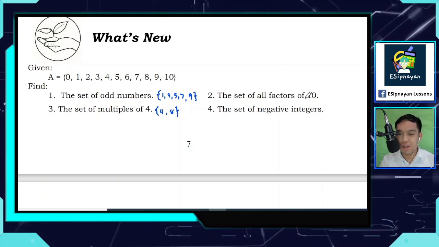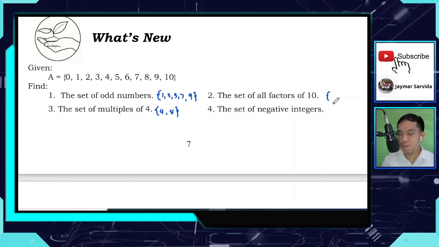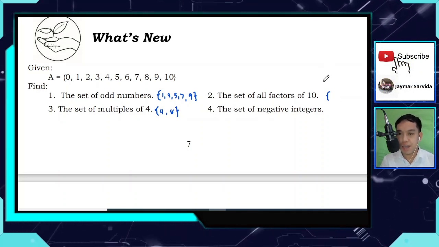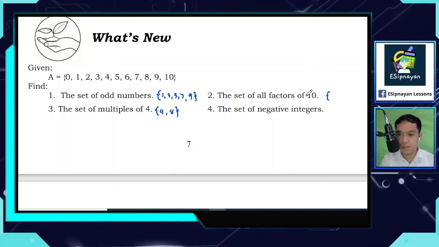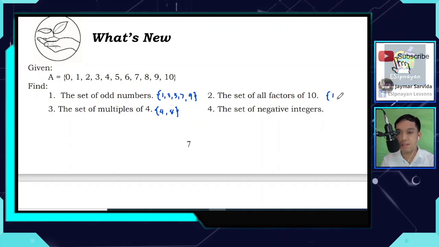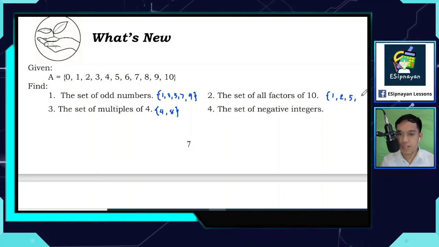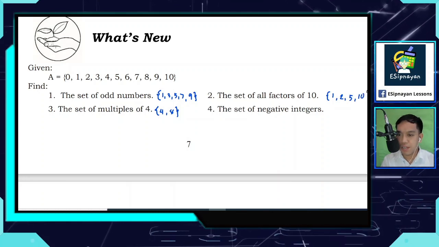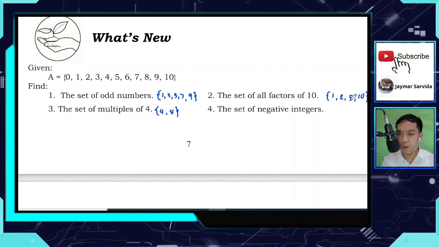The set of all factors of 10. When we say factors ng 10, kapag pinag-multiply natin, siya ay equal to 10. Example ng mga factors ng 10, itong 2, itong 1. Okay, let's start with 1. Factor siya ng 10 kasi 1 times 10. Diba? So next, yung 2. 2 times 5. Okay, so 2, 5, at saka 10. So ito yung mga factors ni 10. So 1 times 10, tapos 2 times 5. So 1, 2, 5, 10.